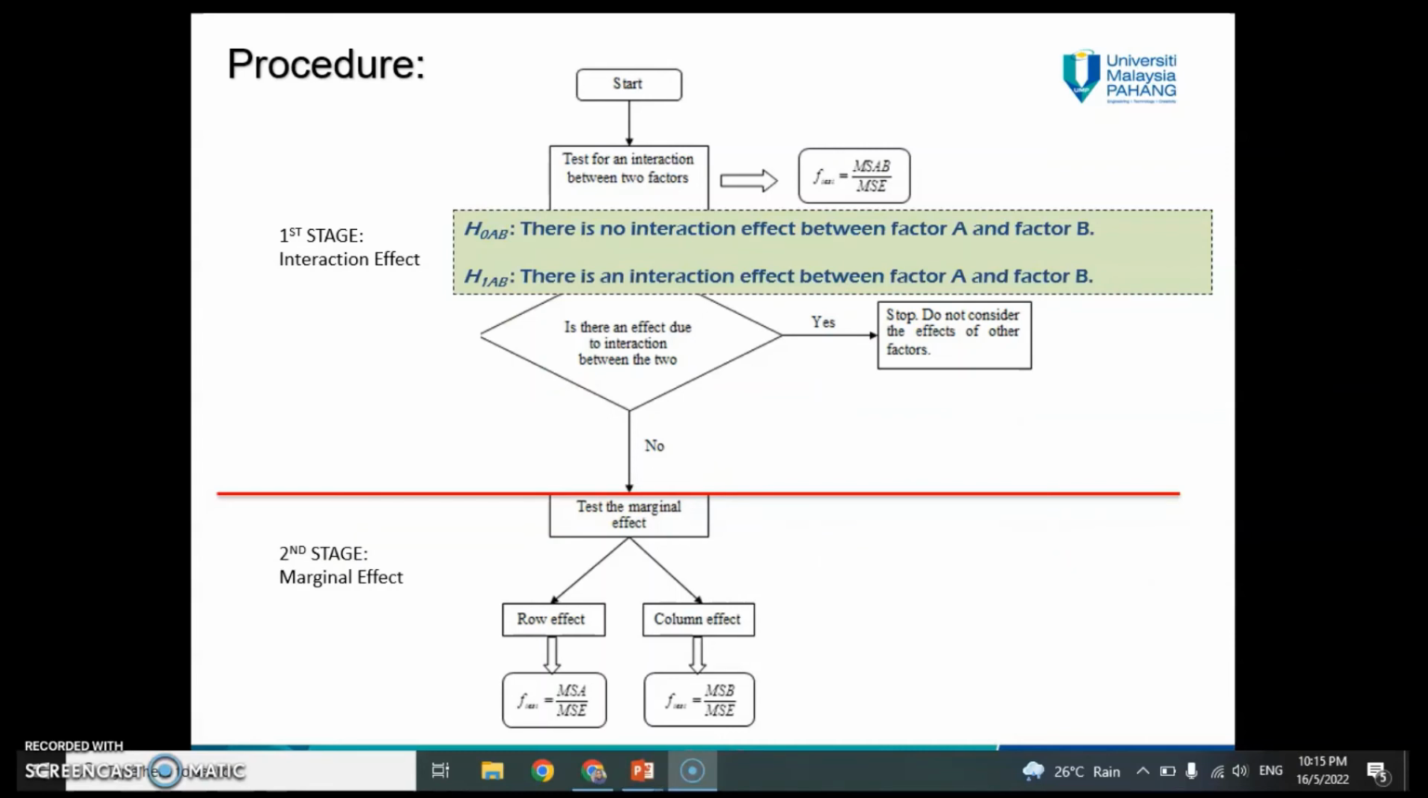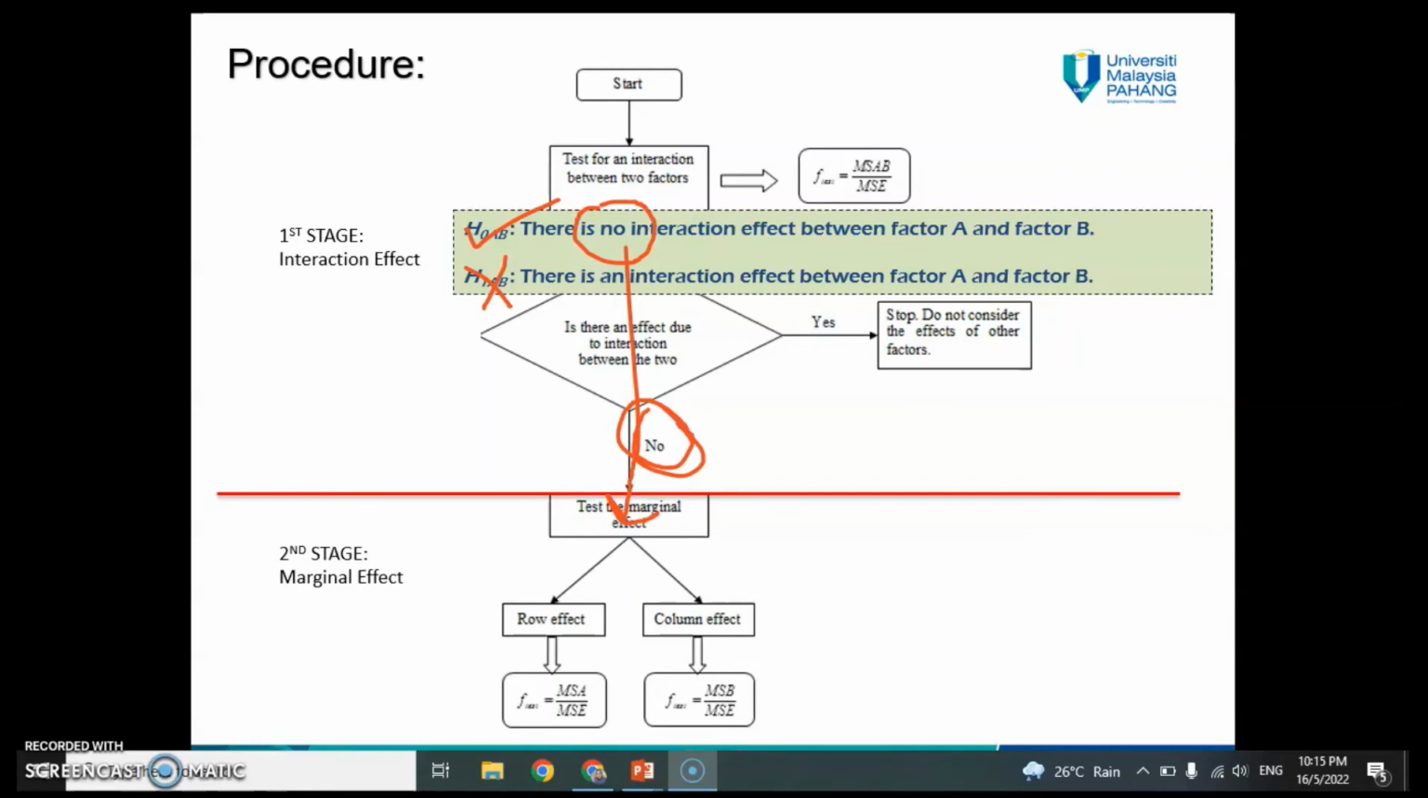But if your decision is to not reject H null, meaning that H null is true. H null is saying that there is no interaction effect. If no interaction effect between factor A and factor B, then you need to go into the second stage, which is the marginal effect. You need to go to the second stage only if your first stage decision is to not reject H null. So if there is no interaction between factor A and factor B, then you need to test the marginal effect.